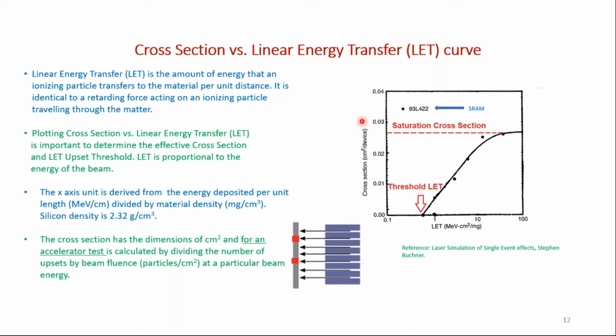And in this example that you can see here at the bottom, a beam of charged particles is impinging on the circuit, and then they create these upsets shown by the red squares. So in order to calculate the cross section, you can divide the number of upsets by the fluence of the beam, which is particles per centimeter square, at a particular energy, and that will give you the value of the cross section at that energy. So that's only one point. And then you would change the energy and generate another point, and so on until you can generate this whole curve.